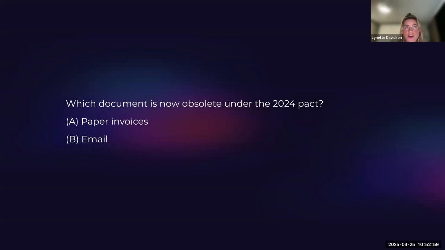That's a good question. To answer it, first of all, on the screen, which document is now obsolete? Well, the pact helped to acknowledge and recognize electronic signatures and electronic documents. So paper invoices are not specifically needed anymore. Electronic could also be sufficient.